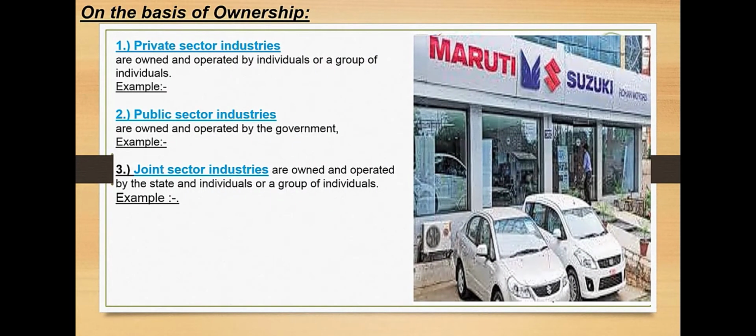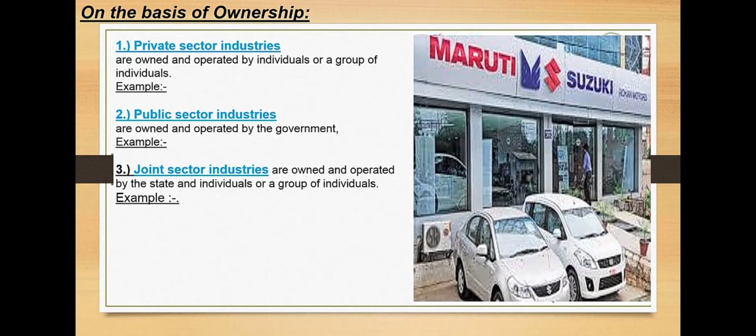And the next one is joint sector. Joint sector means it is operated with the help of both individuals and the government. For example, government aided schools, you have gone through them, no? It belongs to both individuals and government. Both have rights in that particular industry. Both the individual and the government have a right in the ownership of that particular industry. For example, Maruti Suzuki. Maruti Suzuki is a government company and it is also owned by some individuals.